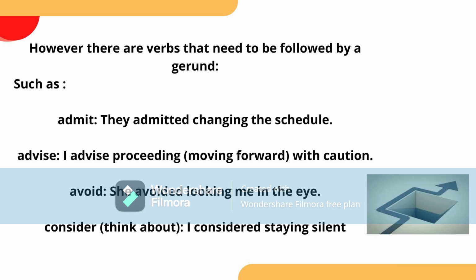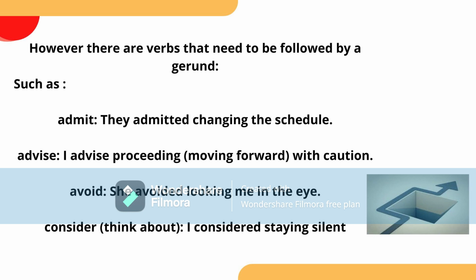However, there are verbs that need to be followed by a gerund, such as admit: they admitted changing the schedule. Advise: I advise proceeding with caution. Avoid: she avoided looking me in the eye. Consider: I considered staying silent, but I had to tell her. Deny: I denied knowing about the secret.